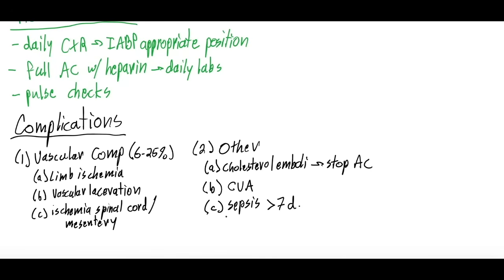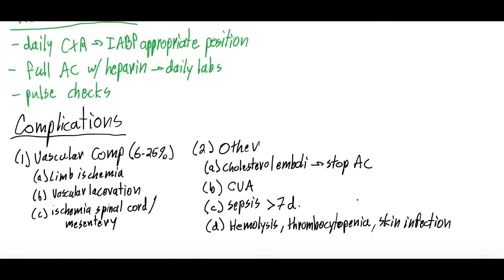All right. And then the last category is kind of a smorgasbord of things. You can get hemolysis, which is lysis of red blood cells, given that there's a device in the bloodstream. You can get thrombocytopenia, which is low platelets, as they're consumed, as again, there's a foreign object in the bloodstream. And then you can also get skin infections in the area where it's inserted in the groin, because you have something that continually is coming out of the vessel in the groin, and it's kind of an opening into the body.